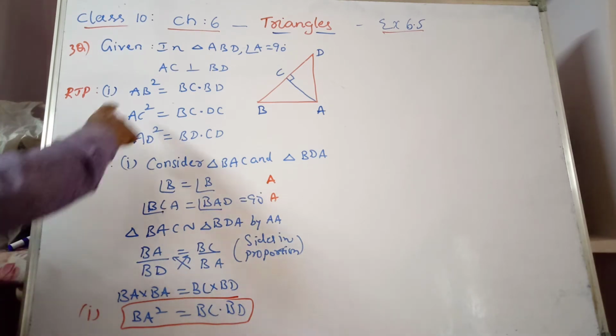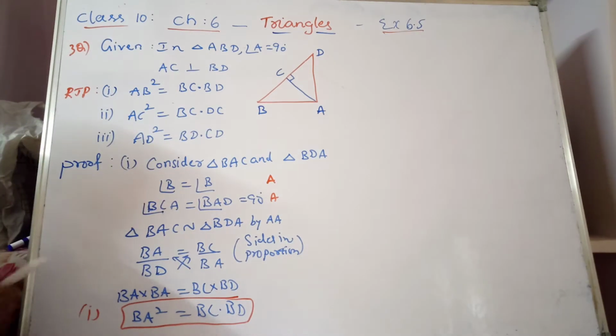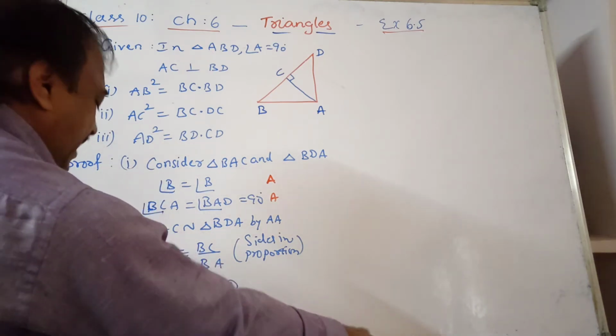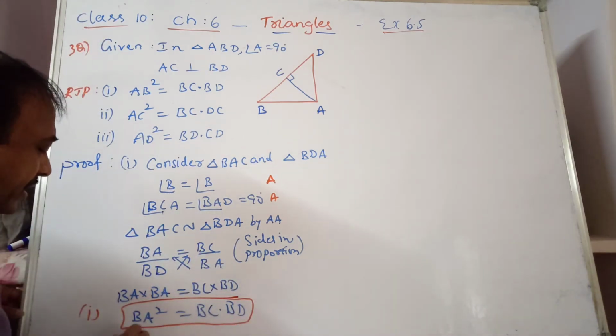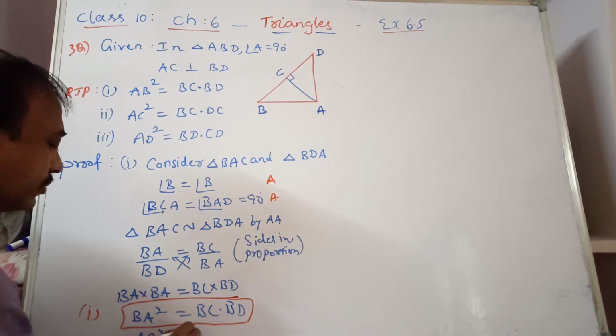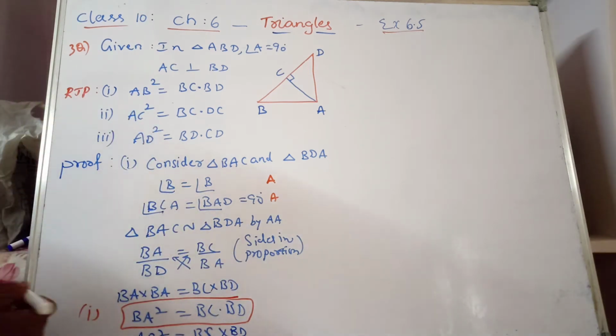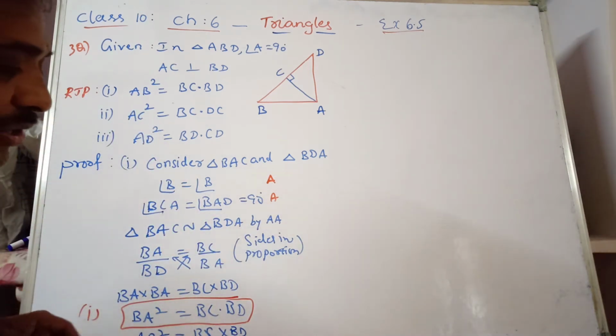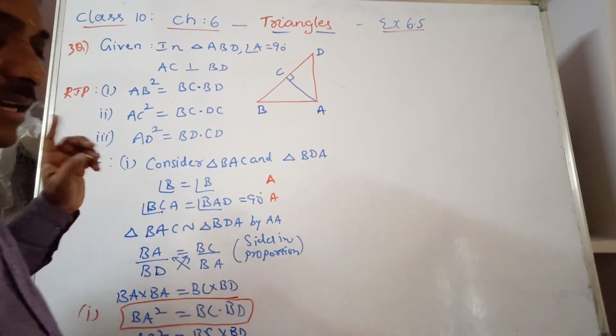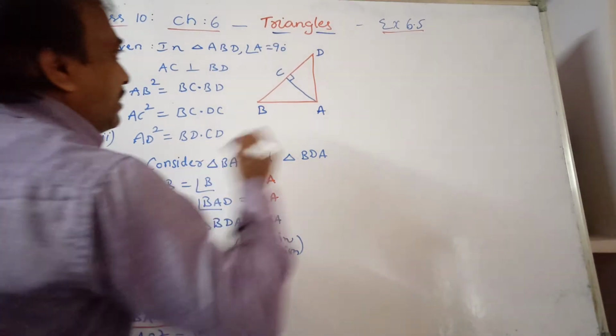We proved AB square is equal to BC into BD. BA is nothing but AB, so you can write AB square is equal to BC into BD. Anything is the same, either BA or AB. Do you understand here? Yes. Next, now the second part of the question.